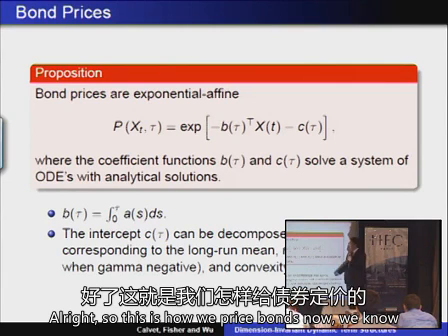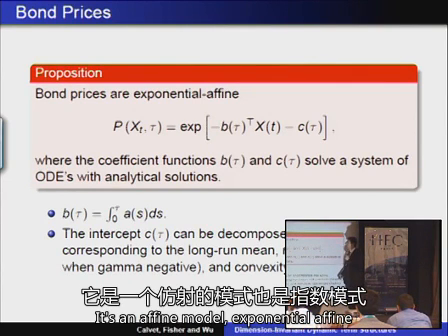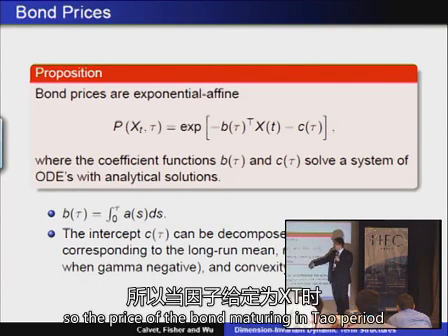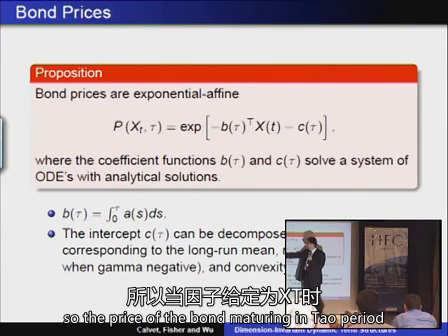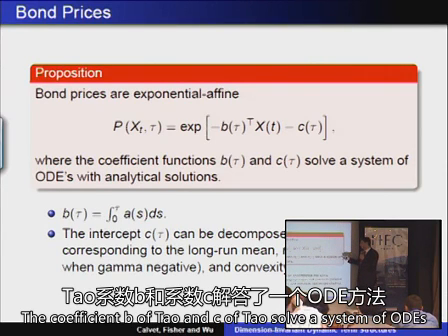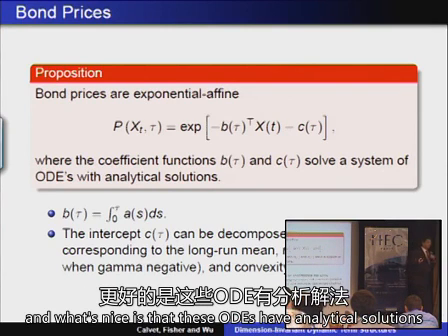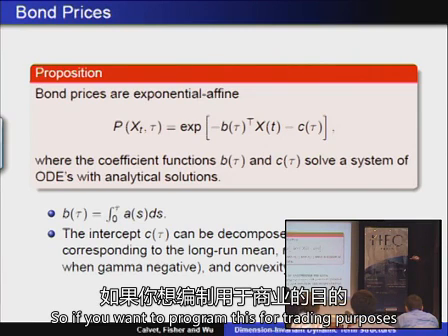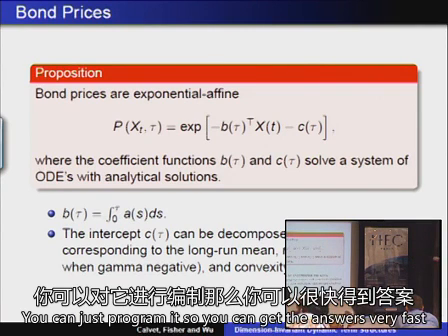All right, so this is how we price bonds. Now we know it's an affine model, exponential affine. So the price of a bond maturing in tau periods when the factors are given by xt can be written in this way. The coefficients b of tau and c of tau solve a system of ODEs. And what's nice is that these ODEs have analytical solutions. So if you want to program this for trading purposes, it's all there. You can just program it, so you're going to get the answers very fast.